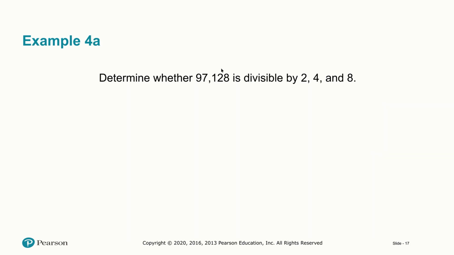All right, let's see if this number here is divisible by 2, 4, and 8. Now, we know that it is divisible by 2 because it ends with an even number, right? So 2 does divide 97,128. And how about 4? Does 4 go into it? Yeah, because the last 2 digits are 28, which is divisible by 4. So we say 4 does divide 97,128. And how about 8? Well, the question is 128 divisible by 8?